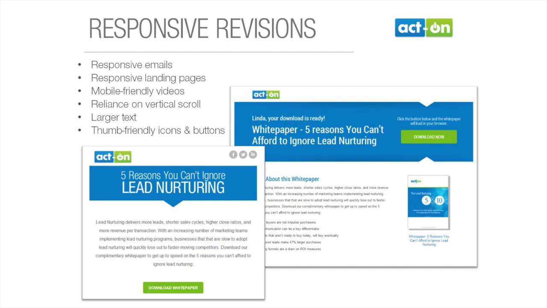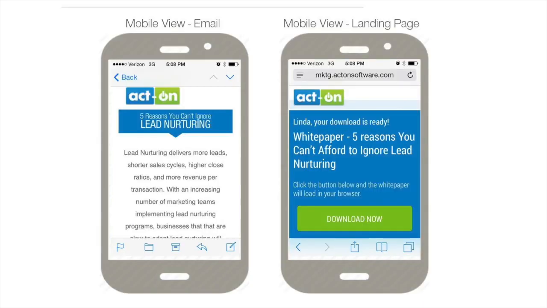And then in terms of the design, we relied more heavily on vertical scrolling. We used much larger text. And we made sure that all the buttons and the icons were very thumb-friendly. They're larger, they're easy to click. So this is what it looks like on mobile. As you can see, the experience is much better. The mobile view is just as easy to read and interact with as the desktop version. It doesn't create any barriers for the mobile user that don't already exist for the desktop user.